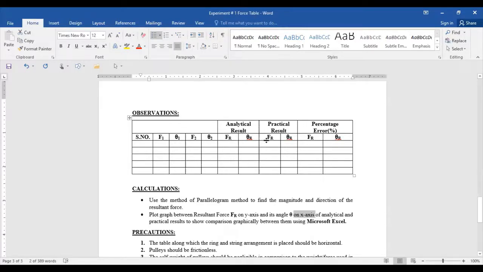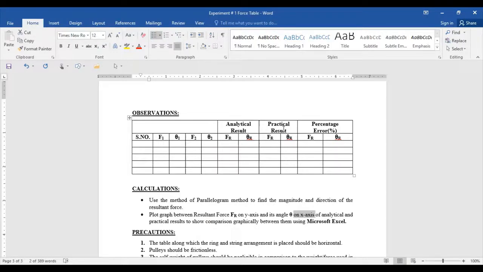And here will be the practical values. How did you get them, what are the values you got in the force table experiment. When you get both the values, you have to find the percentage error. For the percentage error, you first take the practical result minus the analytical result divided by the practical result. And you have to take the higher value first.